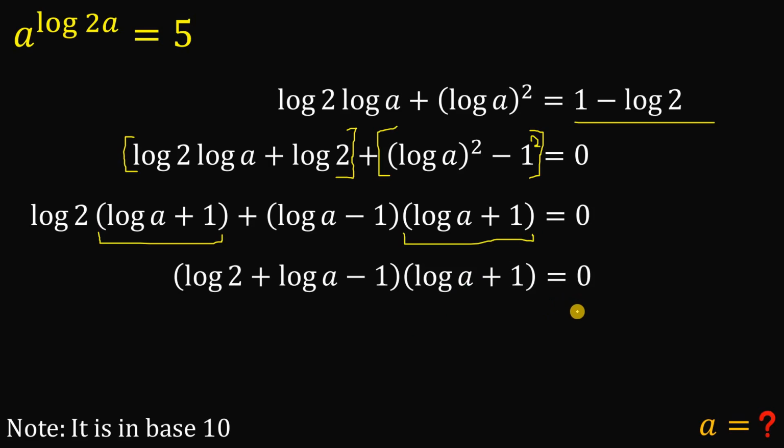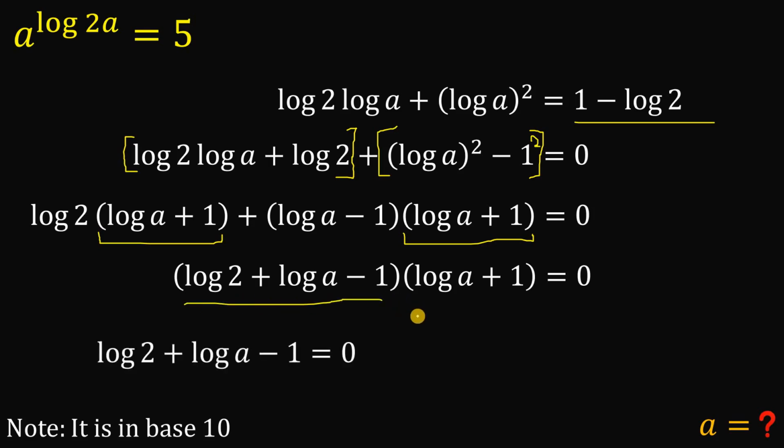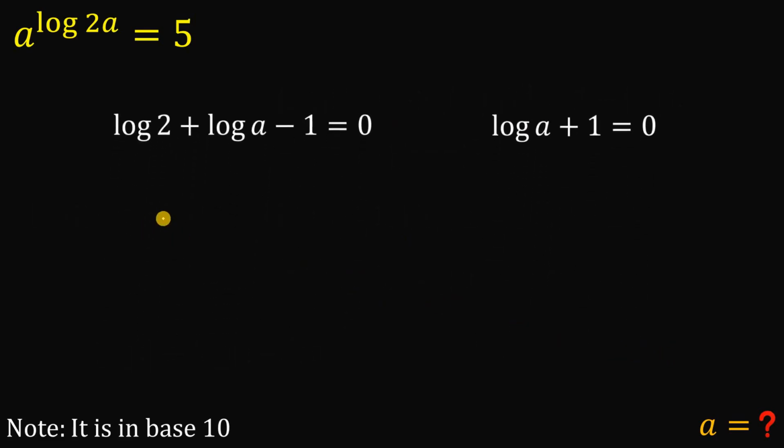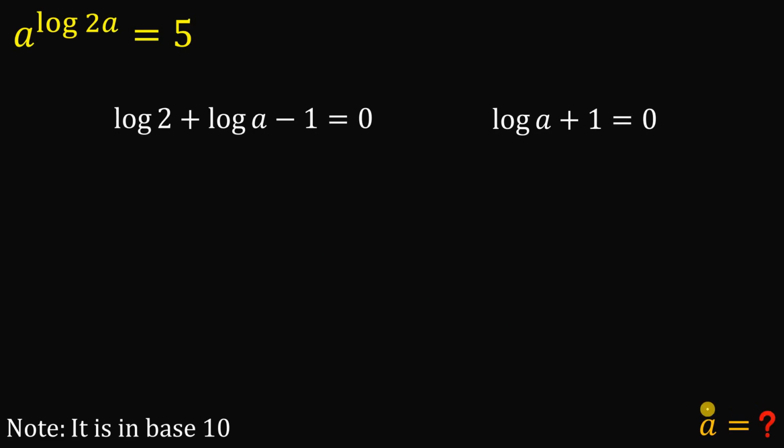And since it is equal to 0, at least one of them must be equal to 0. So for case number 1, logarithm of 2 plus logarithm of a minus 1 equals 0. And the second case, logarithm of a plus 1 equals 0. And of course, let's focus on these two cases and let's solve for the value of a because this is what we want to find.